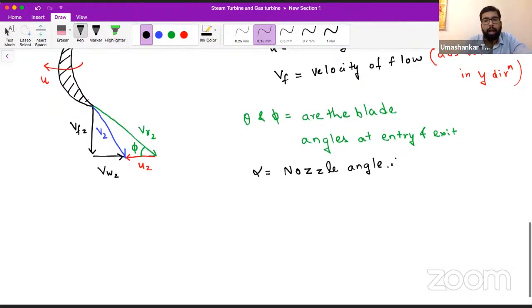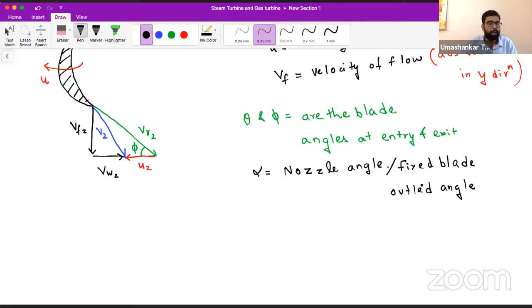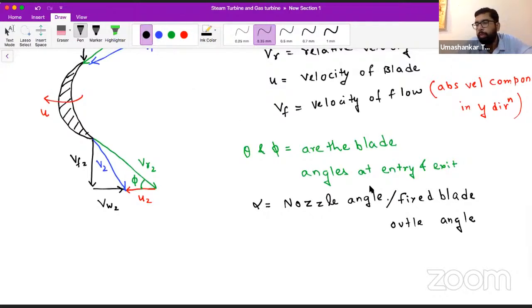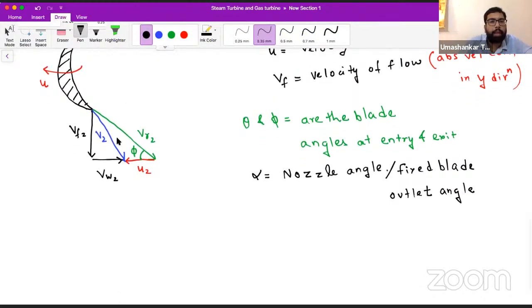So it can be a nozzle angle, or we can sometimes call it fixed blade outlet angle. Don't get worried about it. As I told you, sometimes in place of nozzle, we use fixed blade. So if I give a name to this angle also, beta. Let's say this angle is beta.